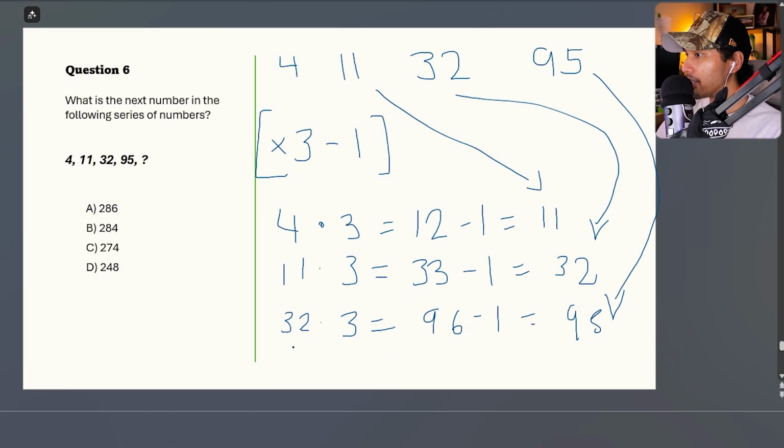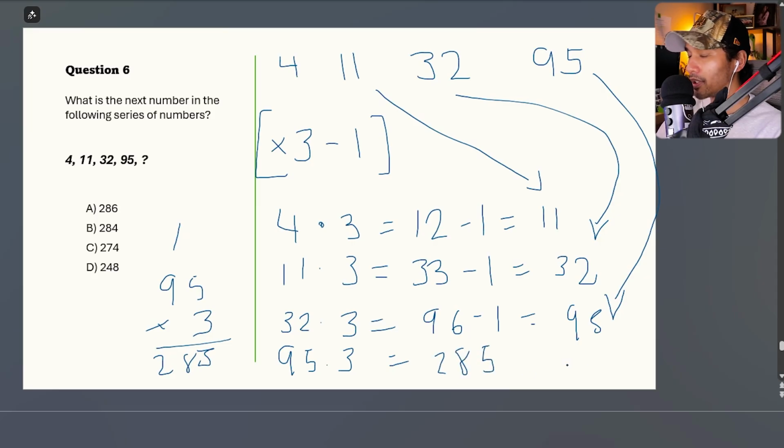Now we got a hard one. 95 times 3 equals, I don't know how to do that in my head. So I would write this on the side. 285. We're not done yet. You might rush after this, but you remember, you have to minus that 1. So you have 284. And then boom, it's right here. Maybe on the test they'll have 285, just to mess with your head.